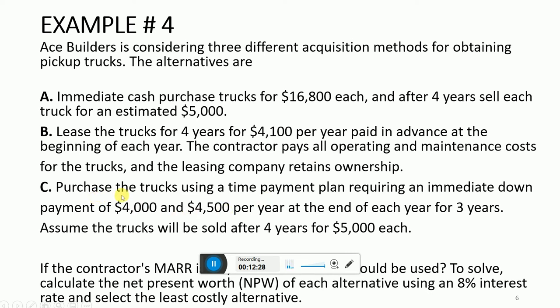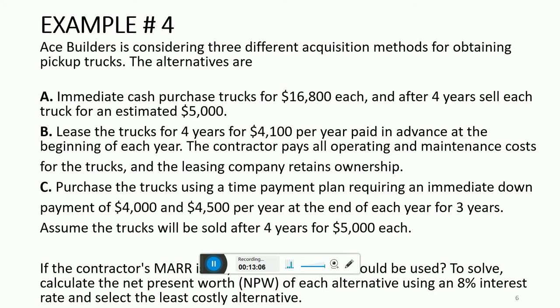The third case is that he has to pay the 4,000 immediately and then 4,500 per year at the end of each year, but not at the beginning. In the lease case he pays at the beginning of the year, but in this case he pays at the end of each year for 3 years. And at the end of the 4 years, that truck can be sold for 5,000 each. Similar to the first case, the 5,000 can be sold here also.